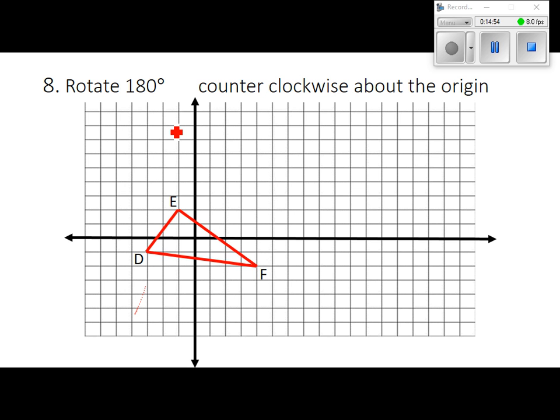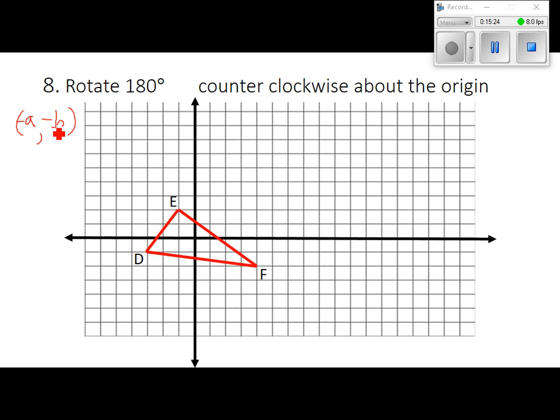Rotate 180 degrees counterclockwise about the origin. Somebody look up the rule, help me out, what's the rule say? What do you do to AB? 180 degrees counterclockwise. AB goes to negative A, negative B. So all we do is change all the signs. It's hard to make you memorize. So we do that, alright?